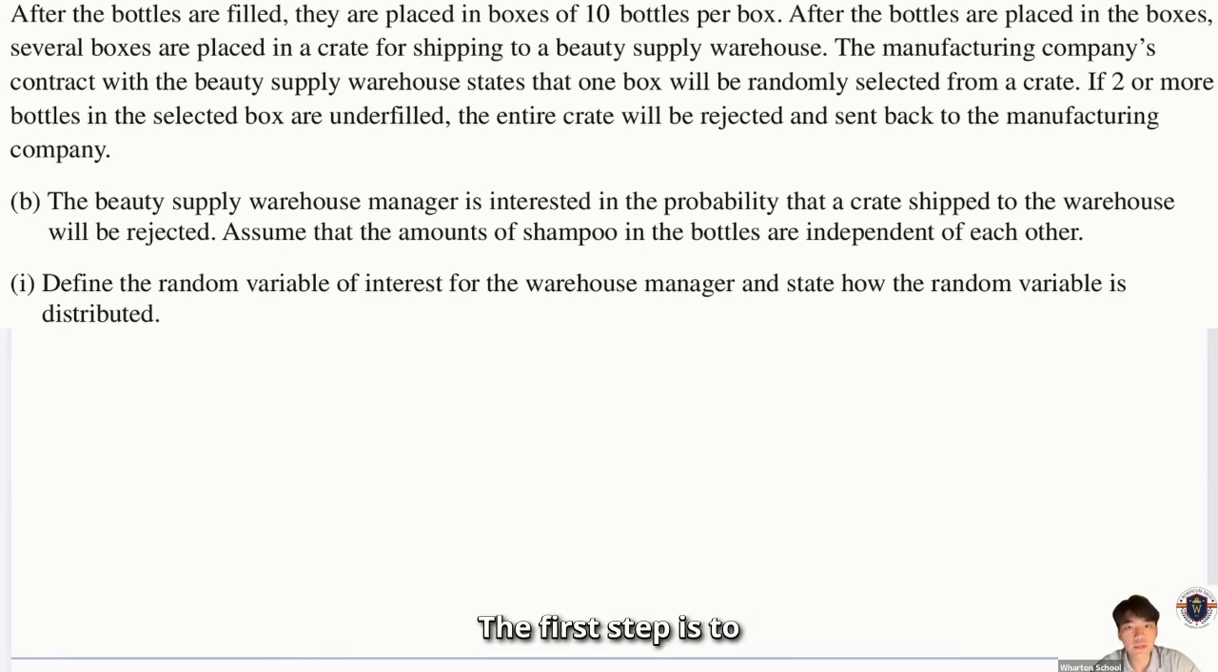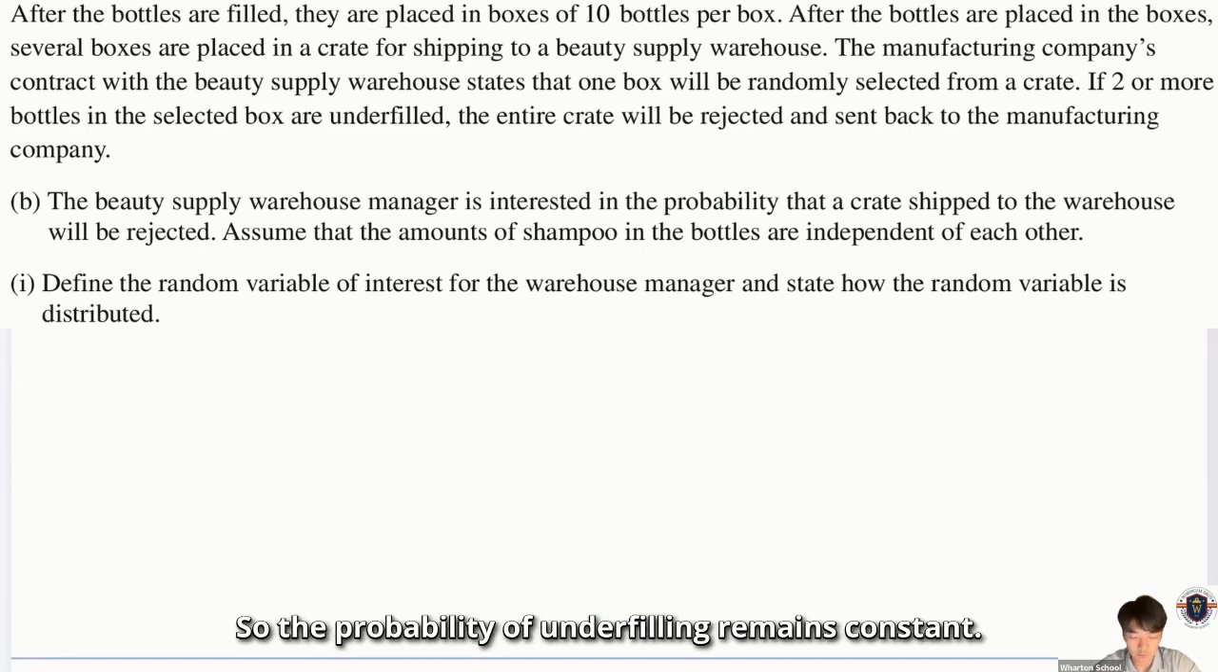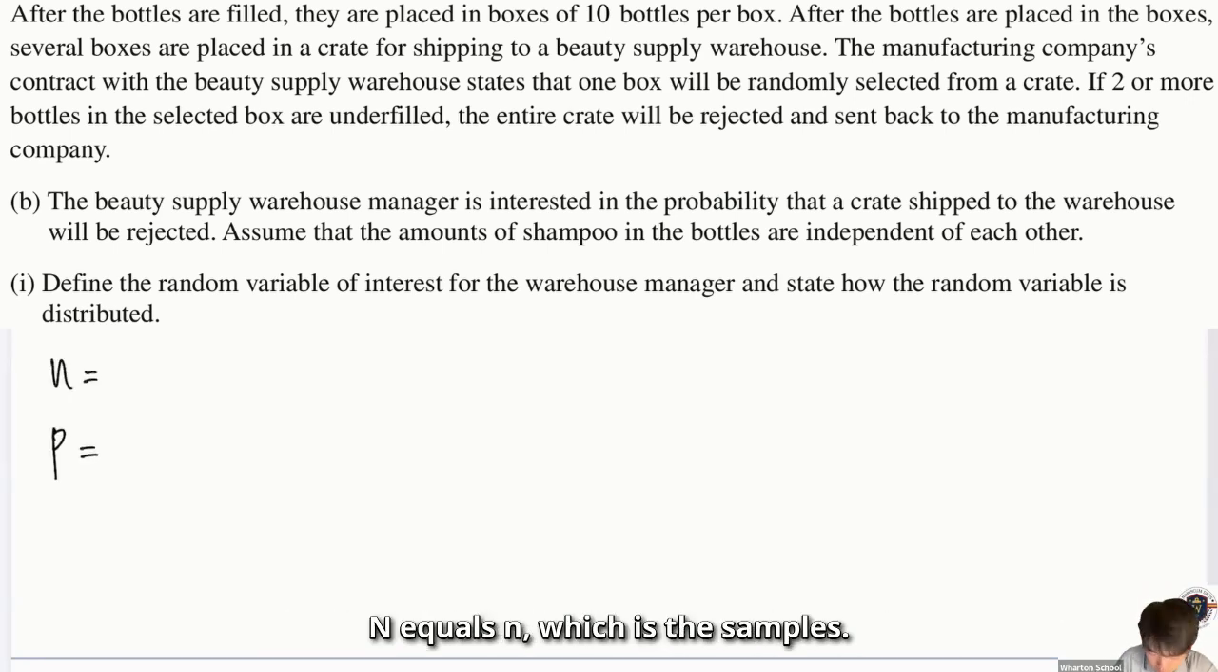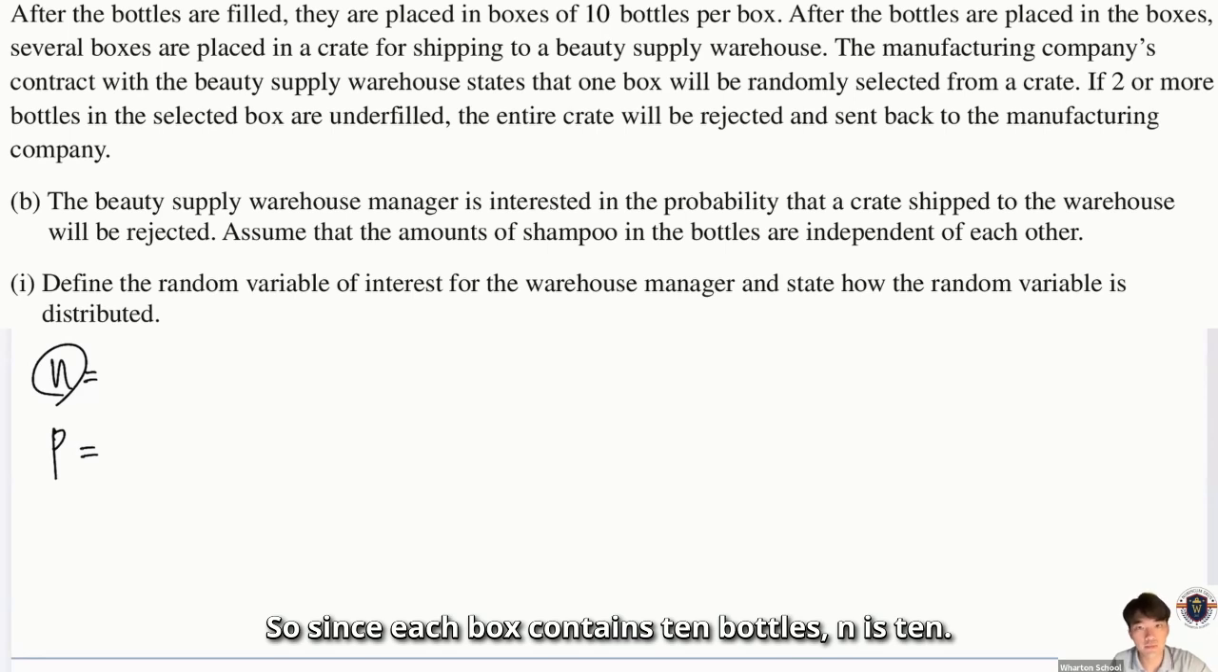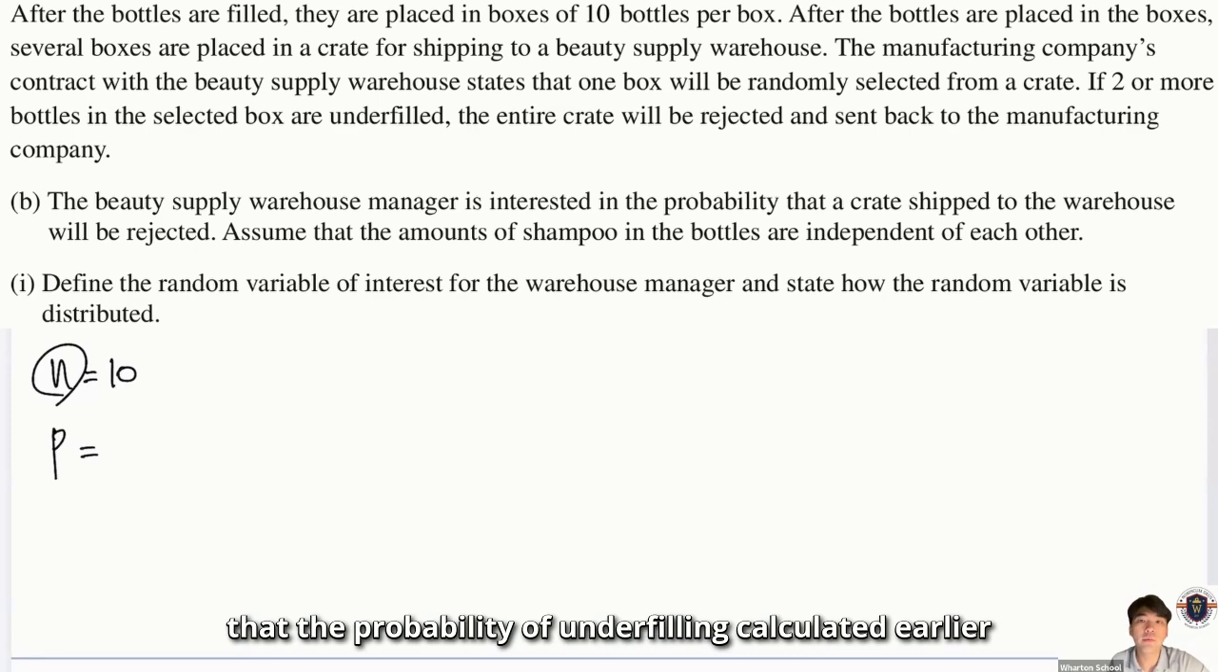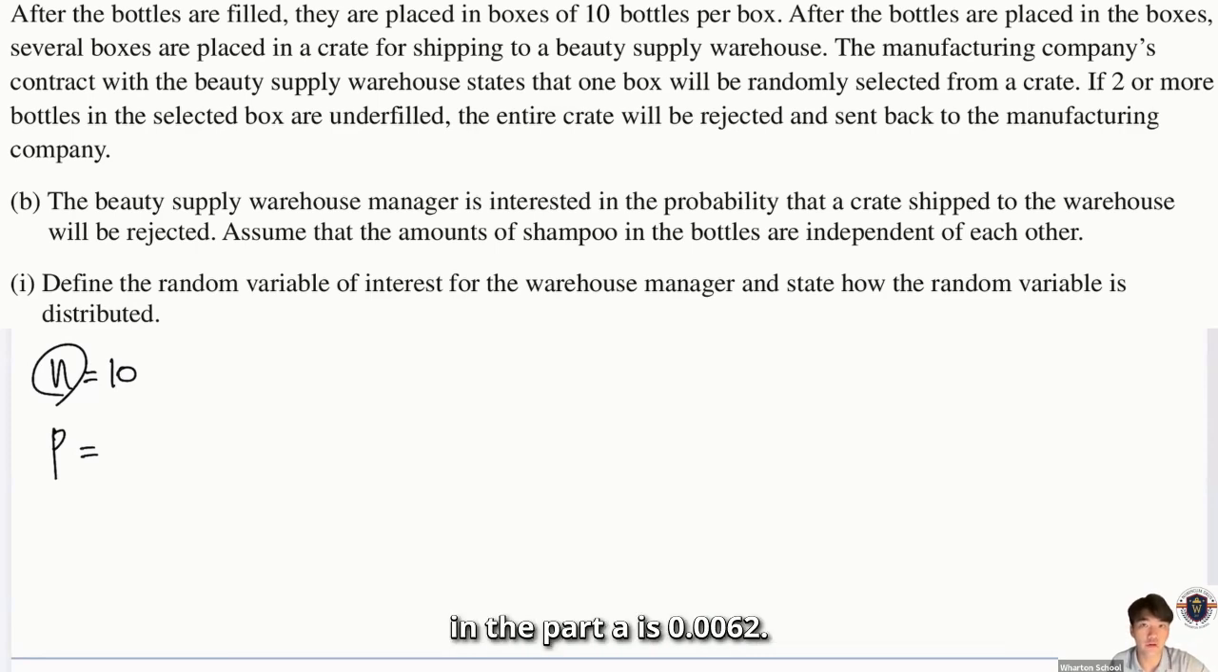The first step is to define the random variable of interest. This follows a binomial distribution because each bottle's fill amount is independent of the others, so the probability of underfilling remains constant. For a binomial distribution, we need n, the number of samples. Since each box contains 10 bottles, n is 10. And the probability of underfilling calculated earlier in part A is 0.0062.